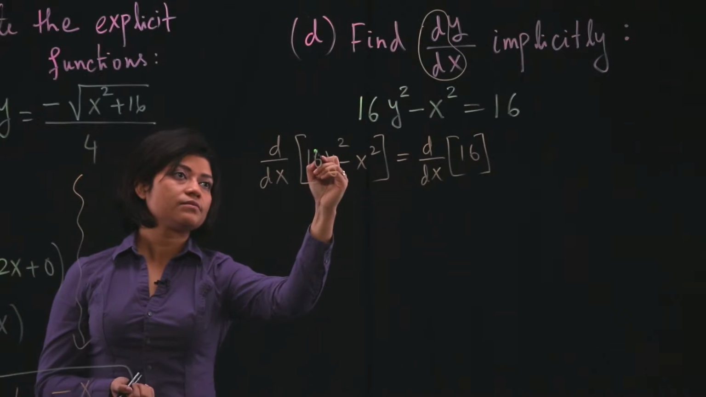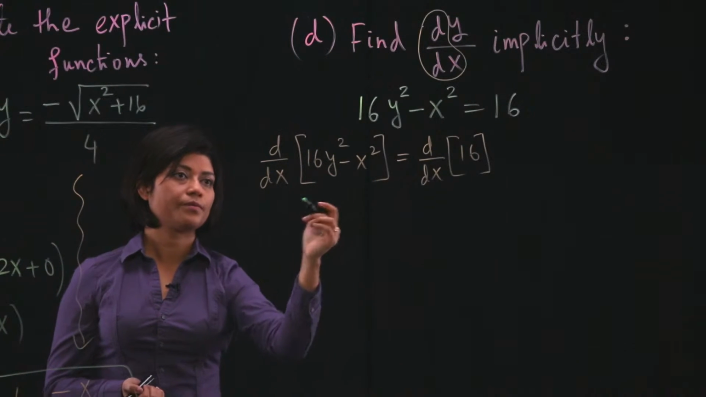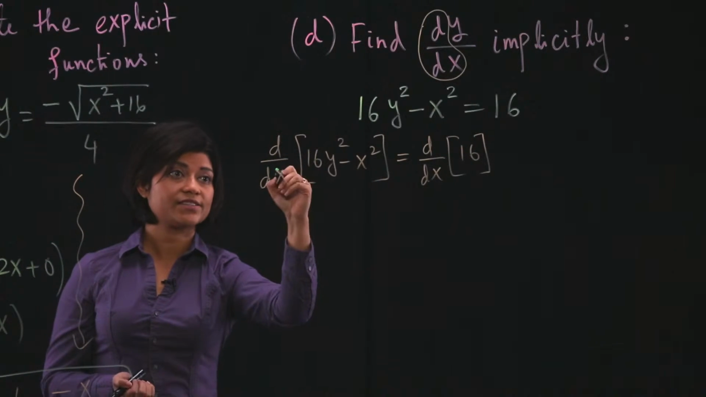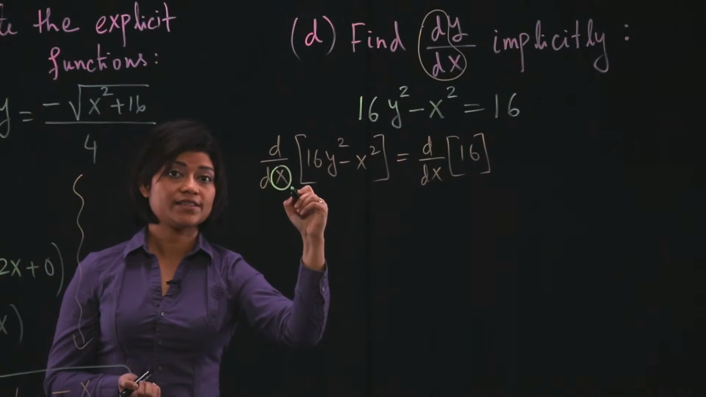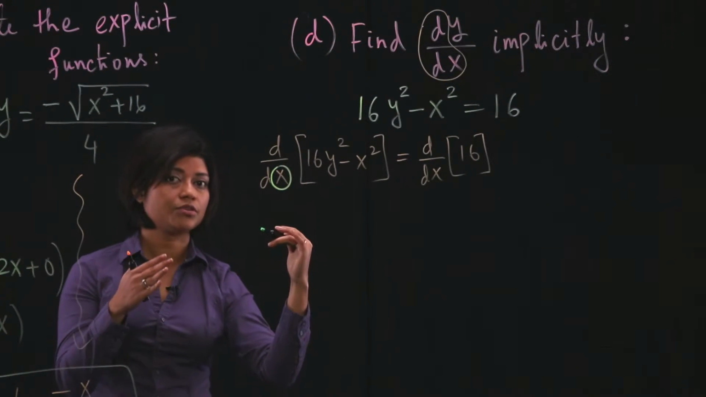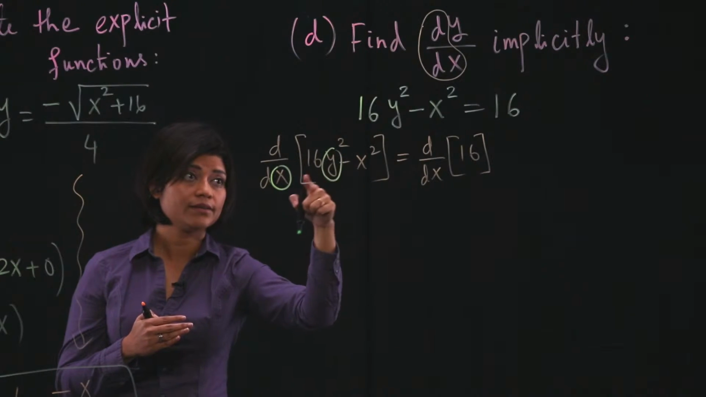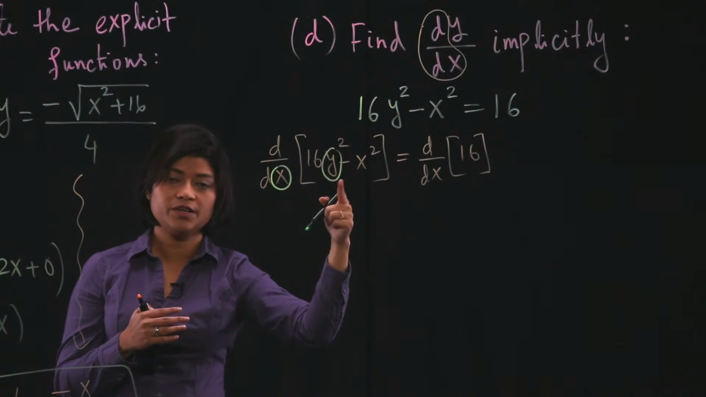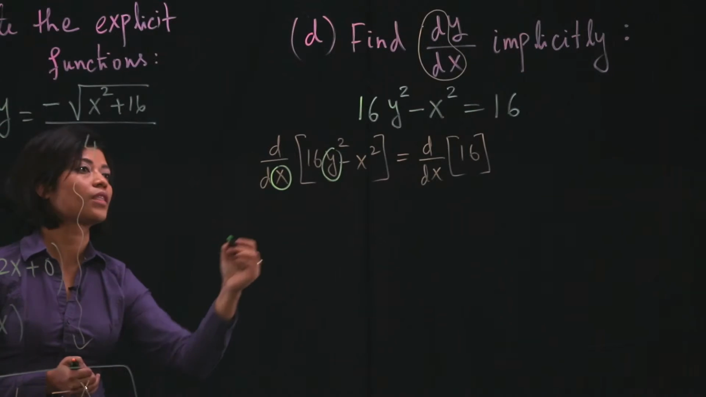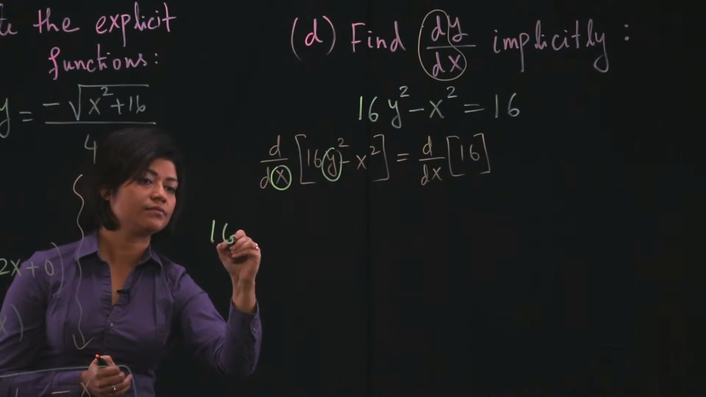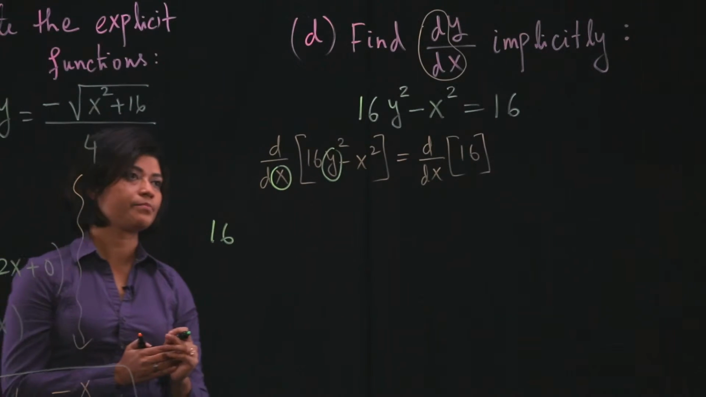So first, notice the first term is 16y squared, and we are doing d/dx of it, right? Here is x. We're taking the derivative with respect to x of the variable y. So see, these are different variables, so you have to be very, very careful. Okay, so 16 remains as it is.